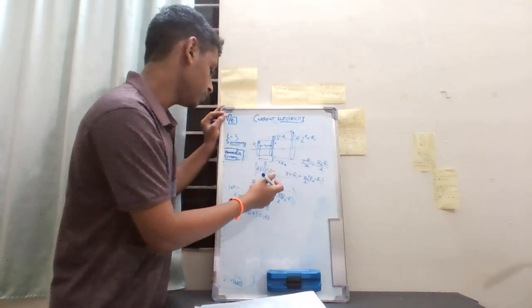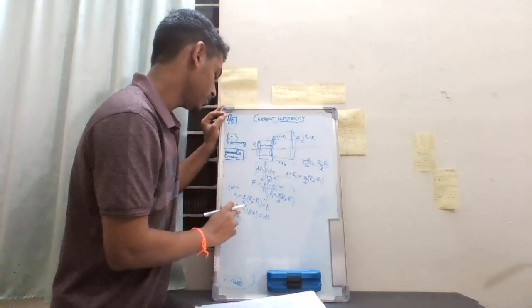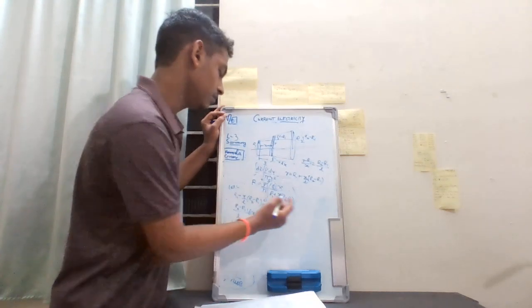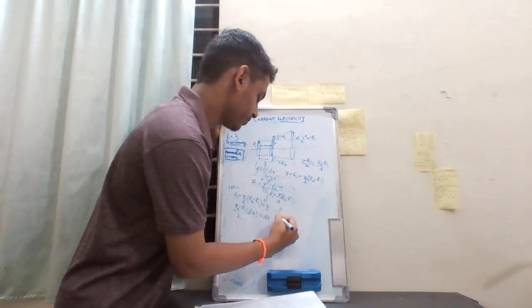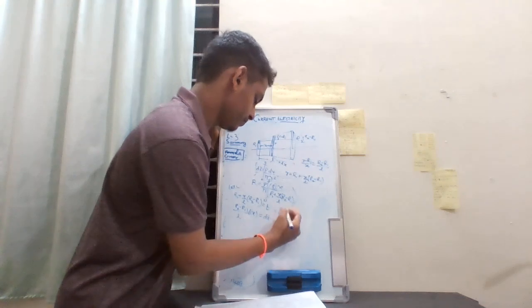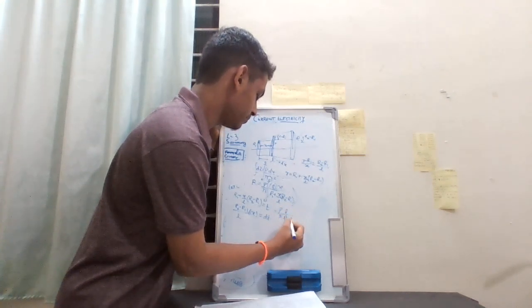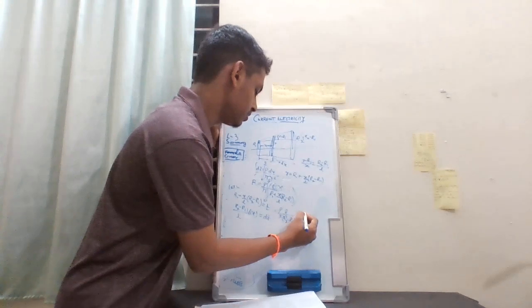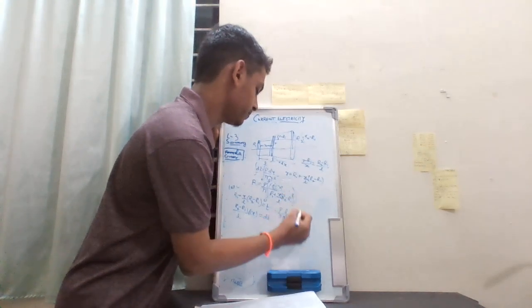But here we don't have that. So we'll try to bring r2 minus r1 by L. We'll just multiply and divide. So that would be L by r2 minus r1, and here it would be dt by t square.